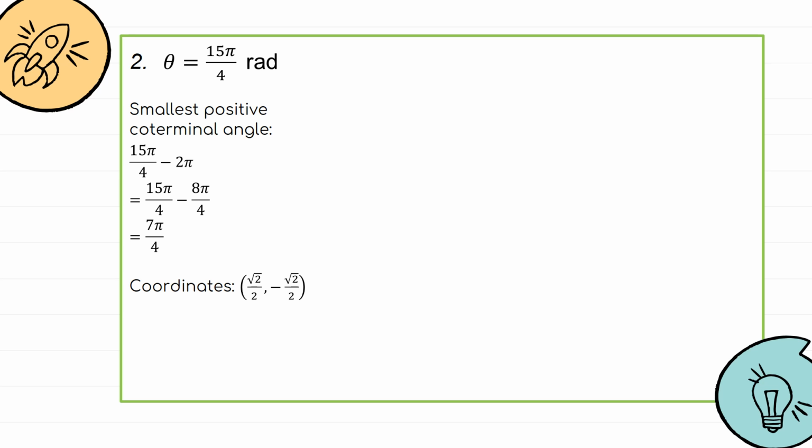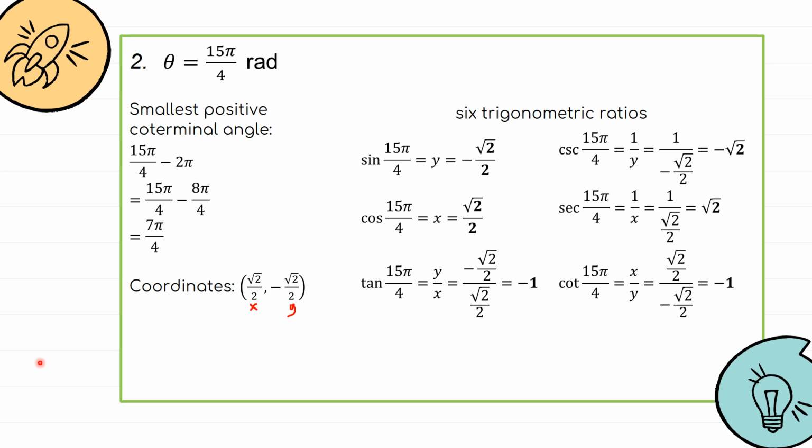And 7 pi over 4 has the coordinates square root of 2 over 2, negative square root of 2 over 2. Label natin x, y kung kinakailangan. So, may coordinates na tayo. We can now start with the trigonometric ratios. So the 6 trigonometric ratios are the following. Simulan natin kay sine. Sine theta is equal to y. Hindi na yun magbabago. So anong y sa coordinates natin? It's negative square root of 2 over 2. Yun yung sagot. The same thing with cosine. Square root of 2 over 2.